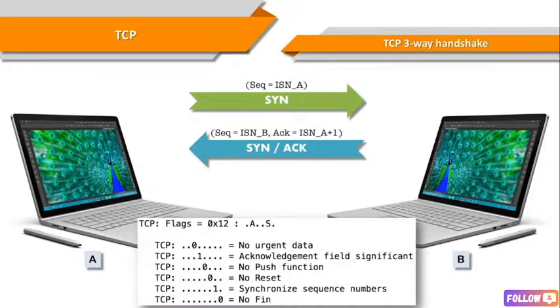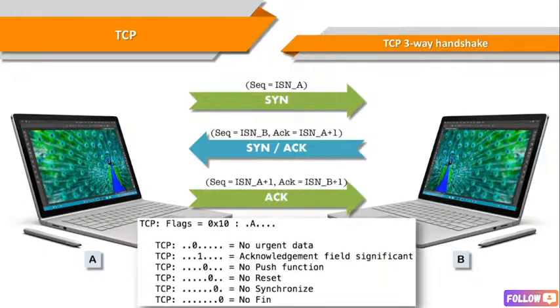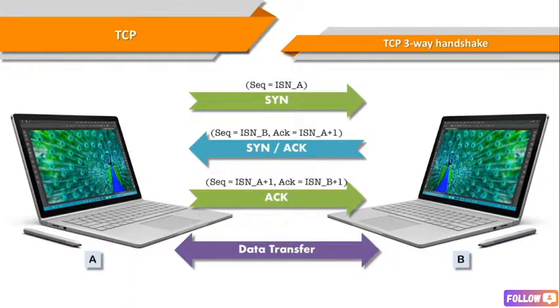To complete the three-way handshake, machine A responds with an ACK packet which has a sequence number of ISNA plus 1. It's the next packet, so the sequence number has to change from the value in the original SYN packet. The acknowledgement number field is set to ISNB plus 1, thereby acknowledging the SYN-ACK packet. So we have now exchanged sequence numbers.